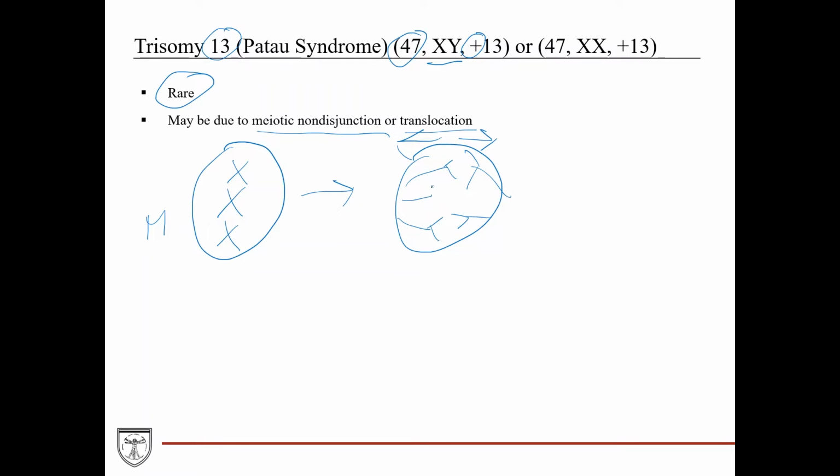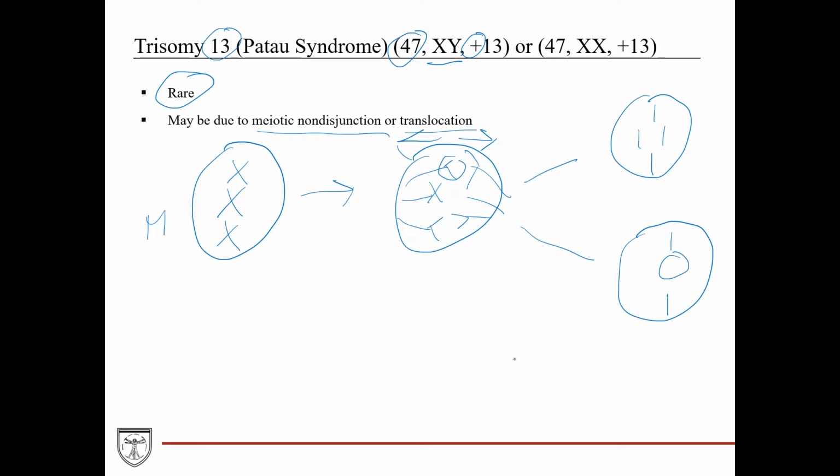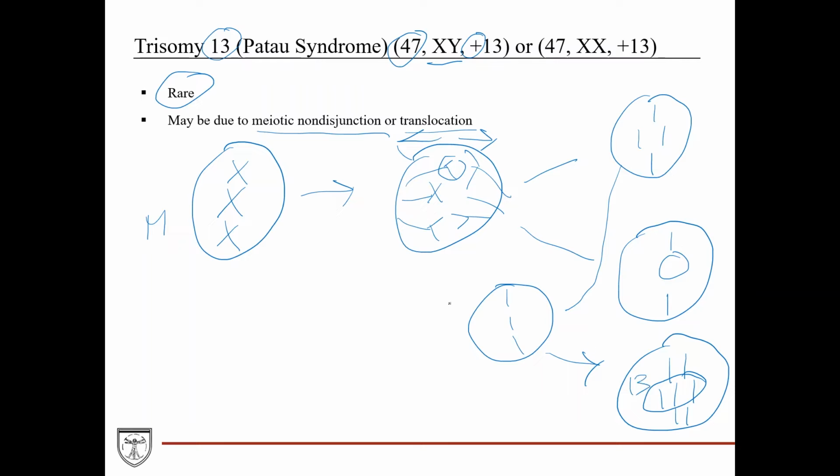The problem is if non-disjunction happens, there's no separation at the centromere, and so one side gets both chromosomes and the other cell gets none, and so then this ends up splitting into where essentially you have one chromosome, then you have two there, and then you have one there, and then you have a cell like this where you have one here, and then you have 0 here. And so if this cell combines with one that only has this, then you're going to end up with, and you can see how this happens, a normal pair here, and then an extra one here. And in this case, it would be 13.